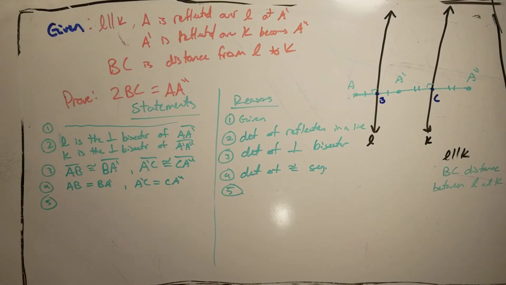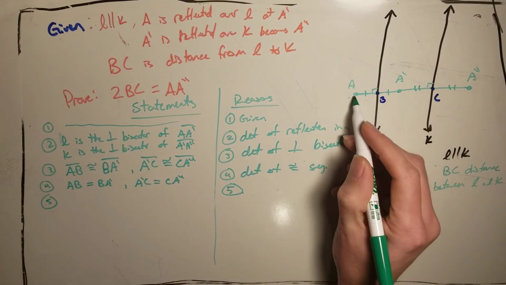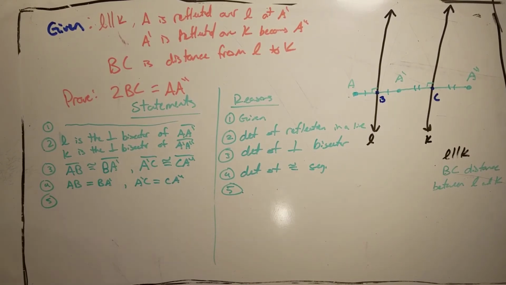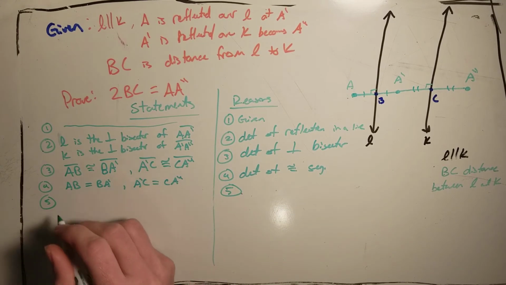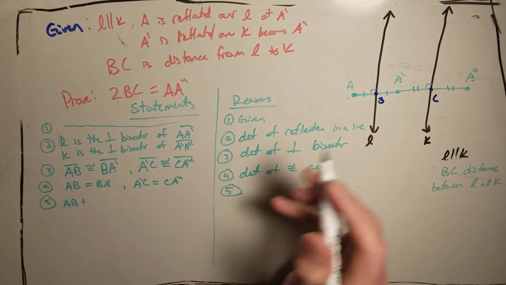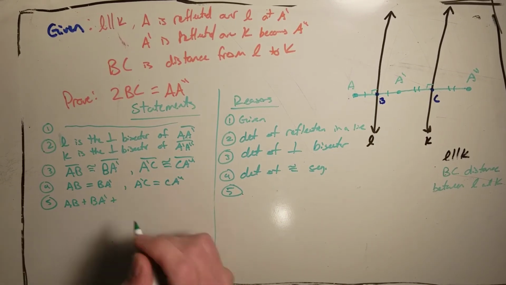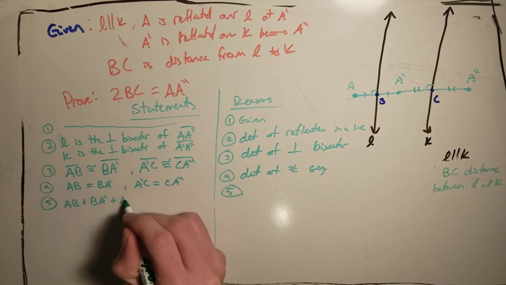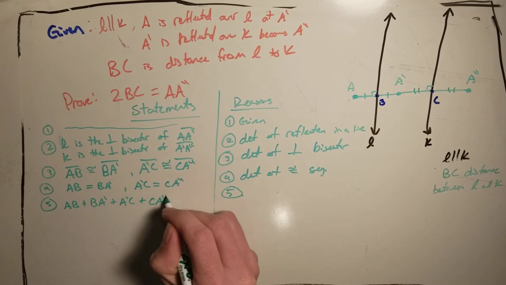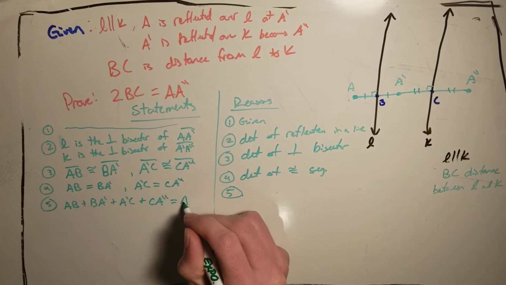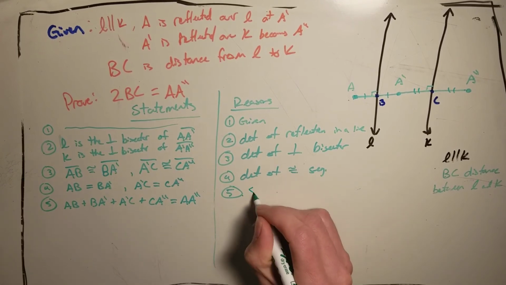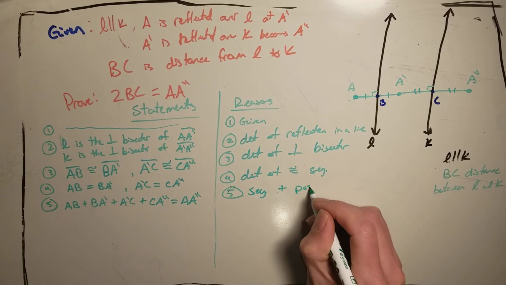So your next step here, we're going to think about that distance from the preimage to the image, and we're going to write that as just a sum of all the segments that make it up. So AB plus BA prime plus A prime C plus C A double prime, that equals the whole segment, A A double prime. And we know that because of the segment addition postulate.